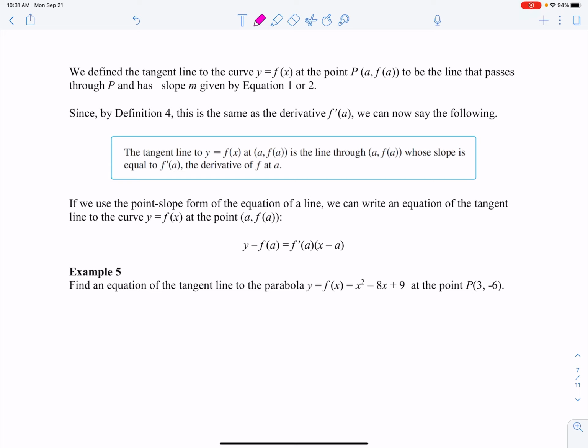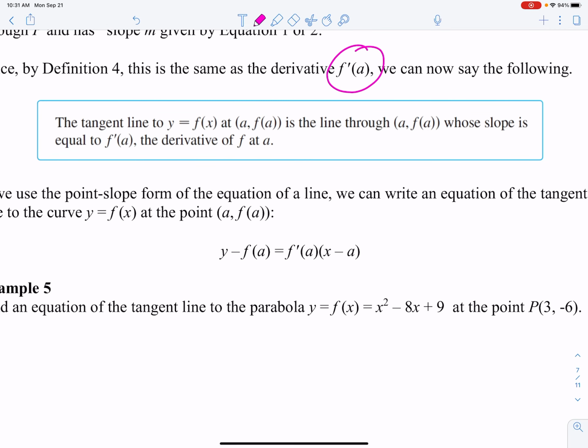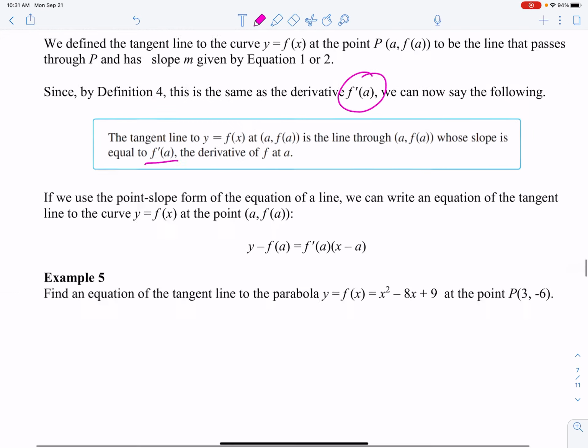All right, so we define the tangent line to the curve y equals f of x at the point P a, f of a to be the line that passes through P and has slope m given by equation 1 or 2, so the limit of the difference quotient. Since by definition 4, this is the same as the derivative f prime of a, we can now say the following. The tangent line to y equals f of x at a, f of a is the tangent line through a, f of a, whose slope is equal to f prime of a, which is the derivative of the function at the x value a.